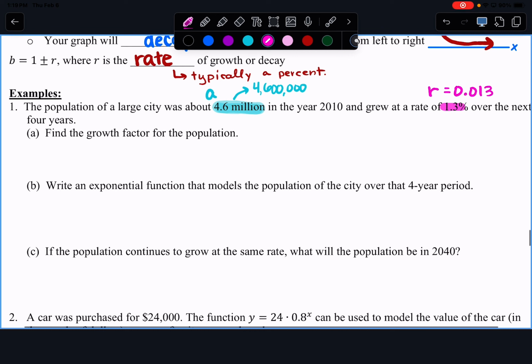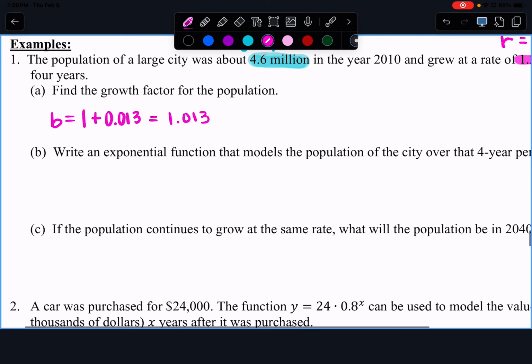In part A, it asks us to find our growth factor. That means we're finding our B. Since we're looking at growth, do I need to add or subtract? So we're going to do 1 plus our rate, which is 0.013. What is 1 plus 0.013? 1.013. That is our B.